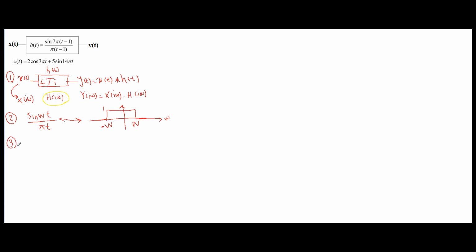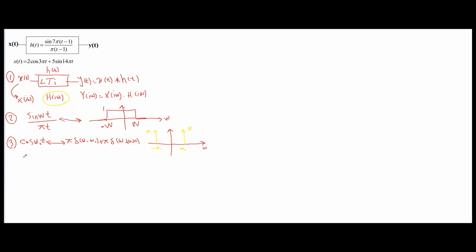The third point is the Fourier transform of cosine of omega 0 t is equal to pi delta of omega minus omega 0 plus pi delta of omega plus omega 0. In the frequency domain, this corresponds to two impulses, one at frequency omega 0 and one at frequency minus omega 0, each with amplitude pi.